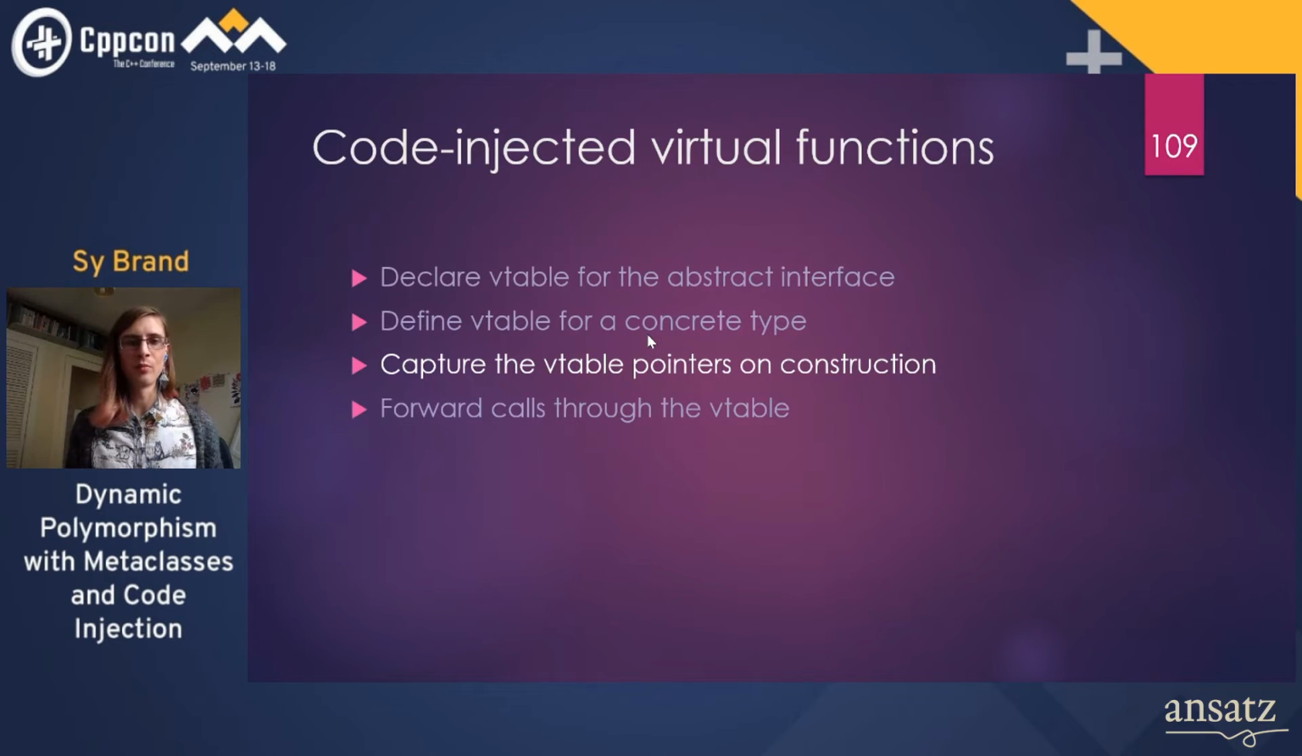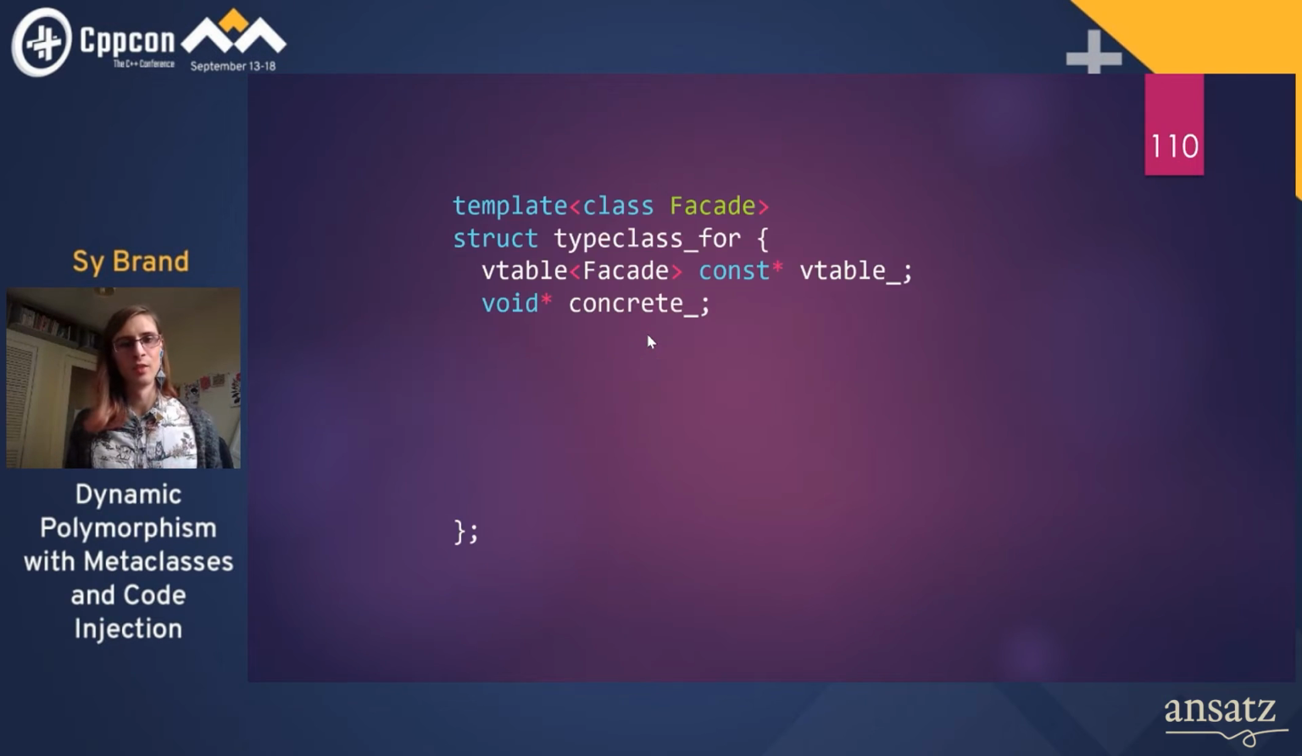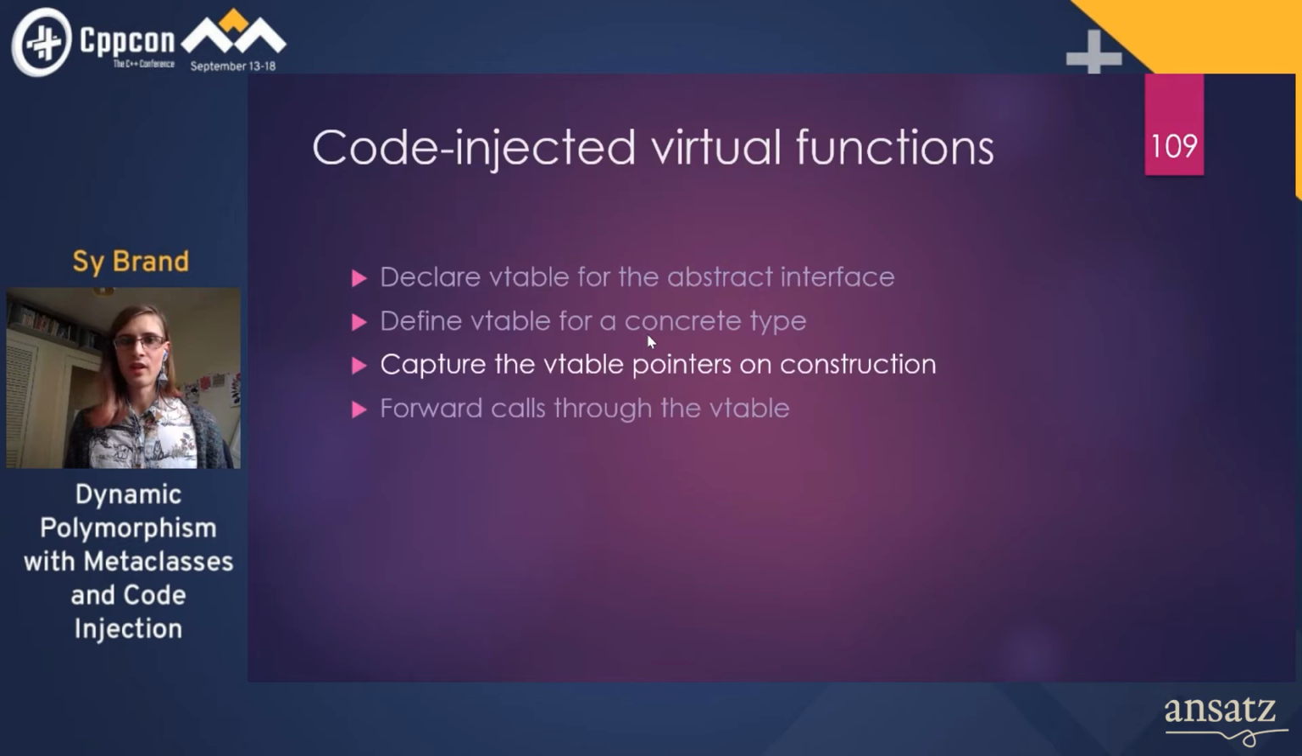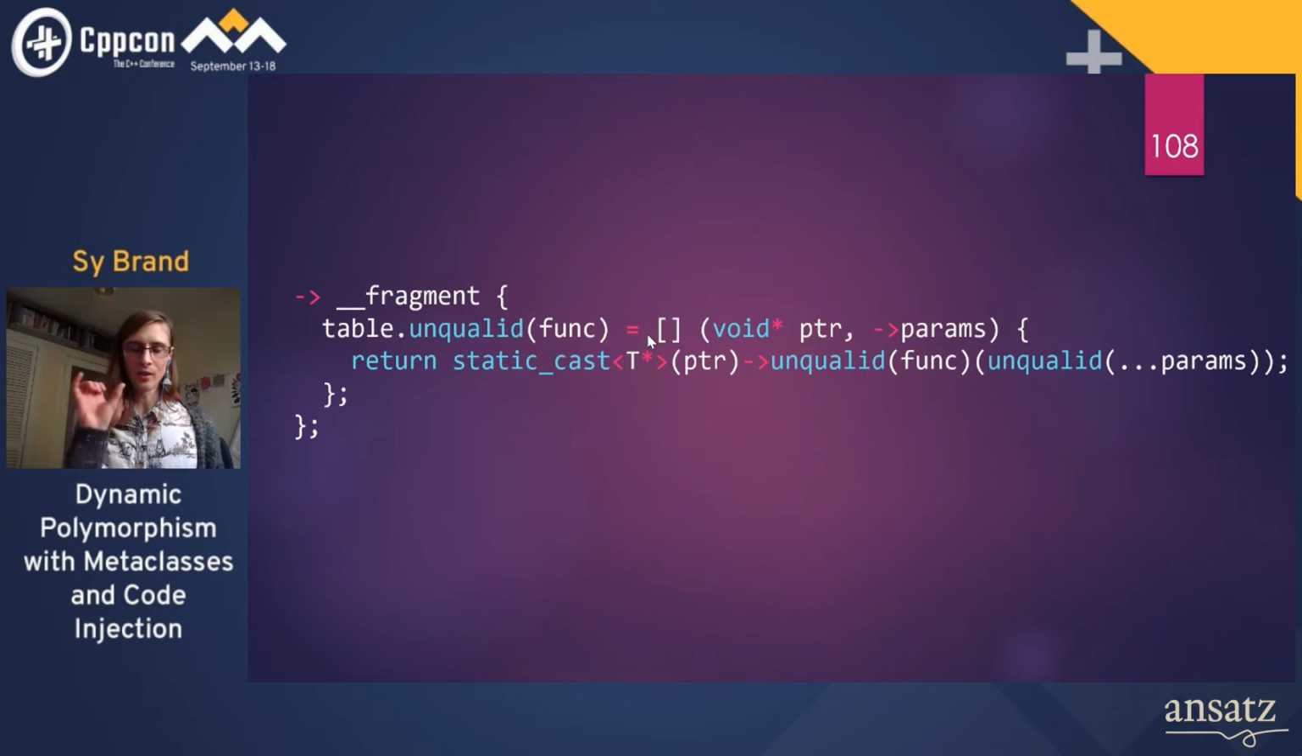All right, capturing the Vtable pointers. This is essentially the same as before. We have to dynamically allocate a copy and we capture the Vtable. The only difference is that we pass our facade as a template parameter to our Vtable, so we know what we're generating for. Question is, what exactly was arrow params? That injects all of the parameter types into here. So if we had a function which took 3 integers, then this is going to add 3 integers into the parameter list for this function.